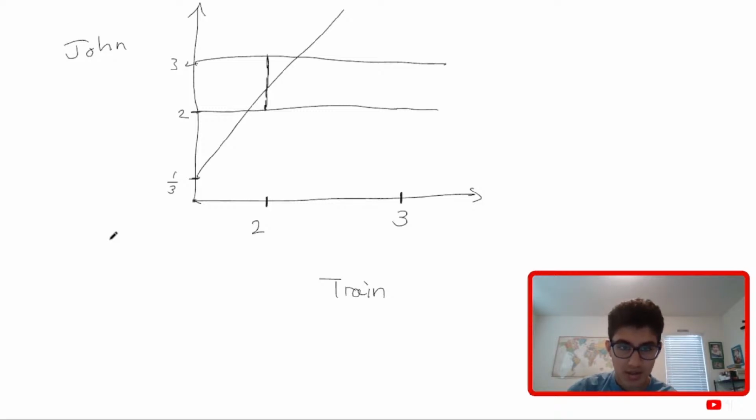If John gets here at 3, the train will be gone. Well, let's see. The train will stay for 20 minutes, right? If the train comes at 2 o'clock, it's going to stay there until 2:20. So this is 3. Okay, you know what? I don't really know. This total area is 1. We're going to go with this. This is the intersection of when John and the train will meet.